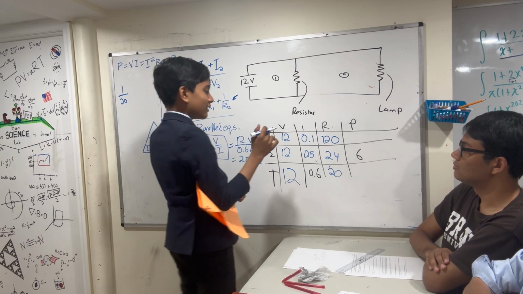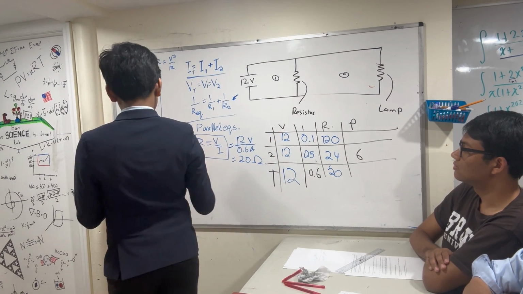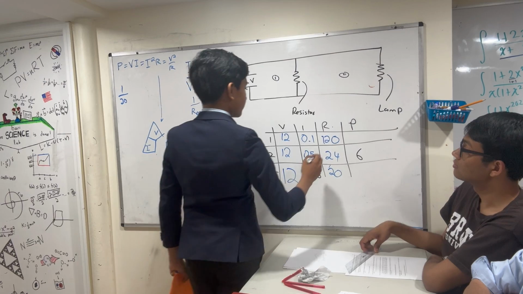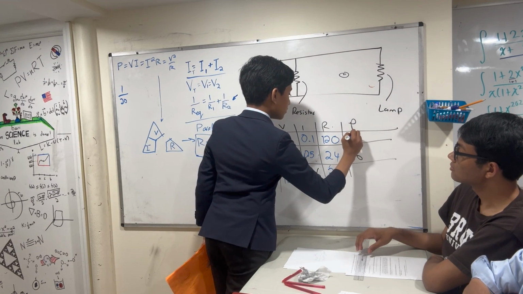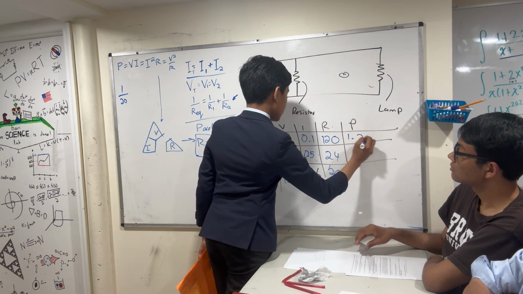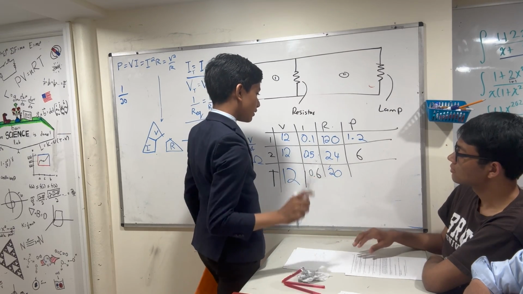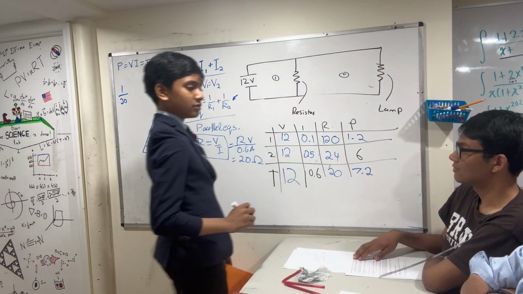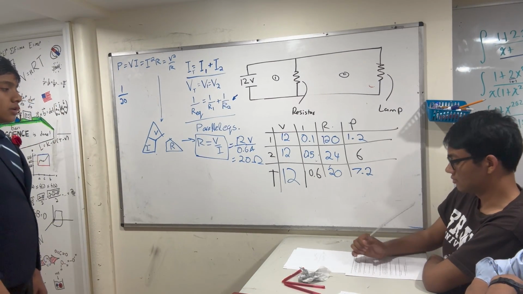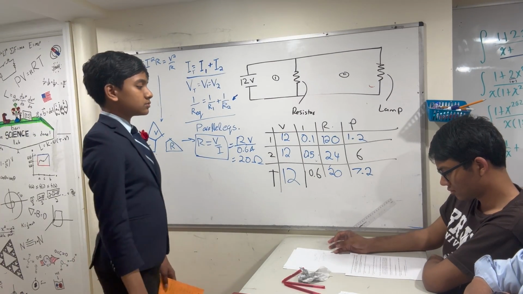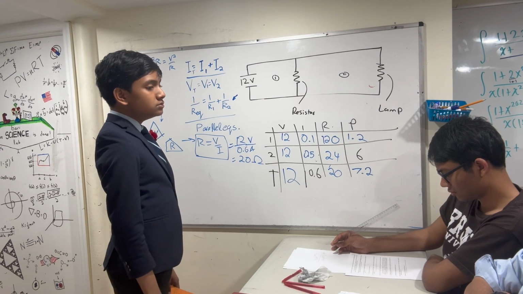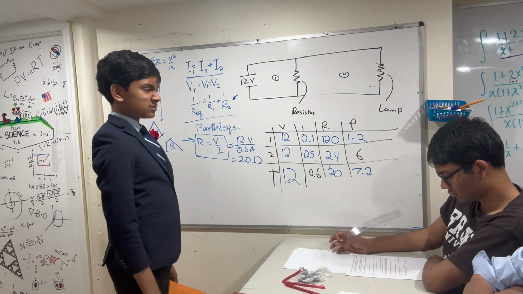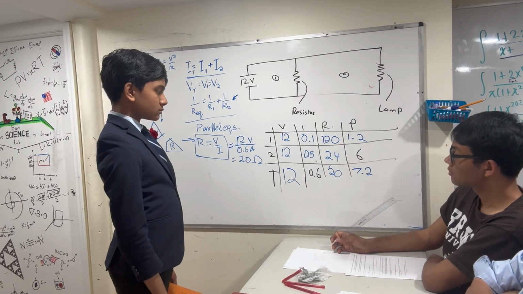All right, you still have two more unknowns. So P equals V times I, which is 1.2, and again P equals V times I, and it's 7.2. All right, with all the values, it seems like you have too many values. 3 times 4, 12 values. Which one is the correct answer out of 12?